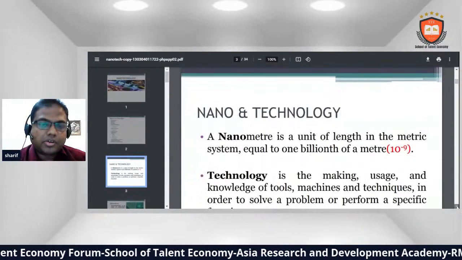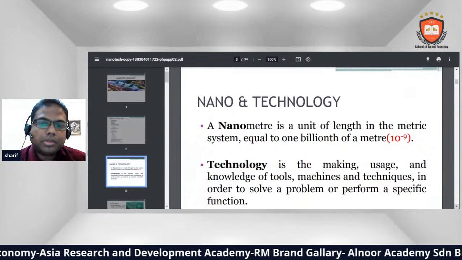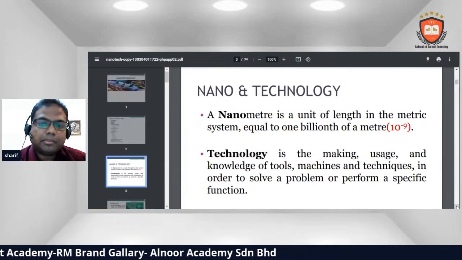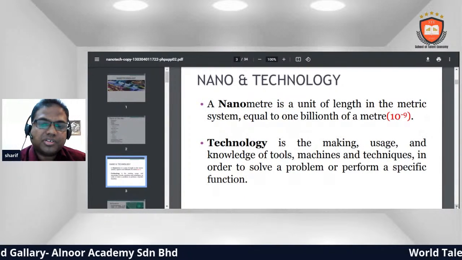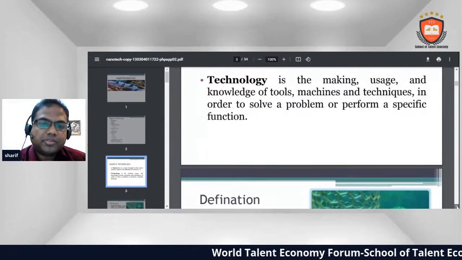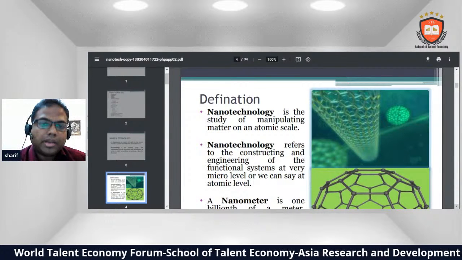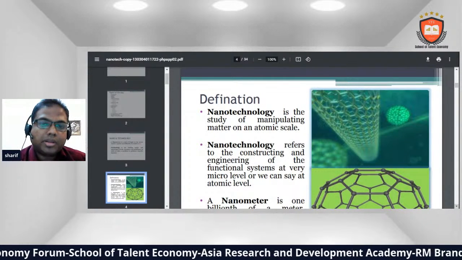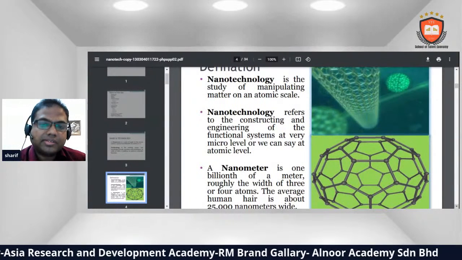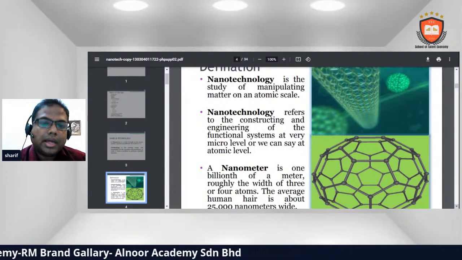So for nanotechnology, a nanometer is a unit of length in the metric system equal to one billionth of a meter. Technology is making use of knowledge of tools, machines and techniques in order to solve a problem or perform a specific function. Definition: nanotechnology is the study of manipulating matter on an atomic scale. Nanotechnology refers to the construction and engineering of functional systems at the very micro level, or we can say at the atomic level.